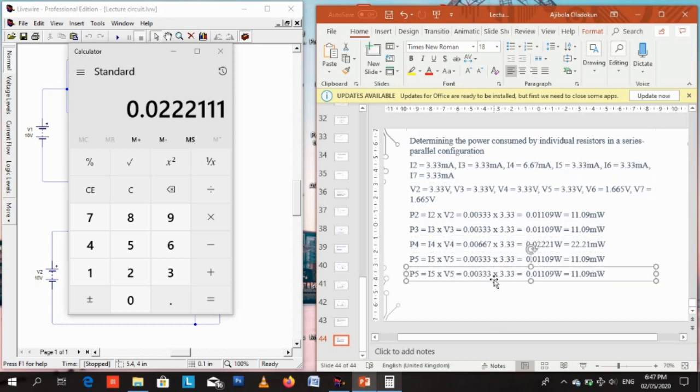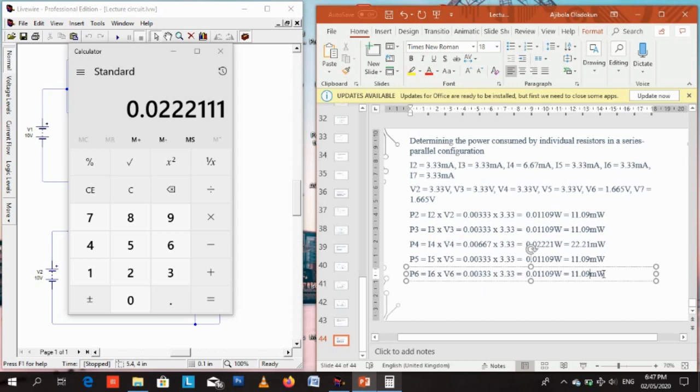Now it's not compulsory that the values have to be the same. It's just because of the peculiarity of this example. The values just happen to be the same. But if the resistors have different values, the powers will be different. So if I give you an assignment where the resistors have different values, most likely you will get different power consumed. Okay, let's go. P6 is I6 times V6.